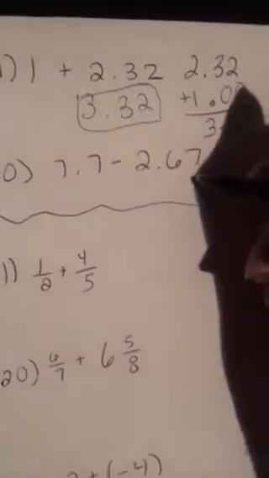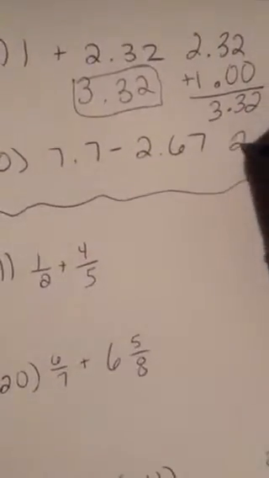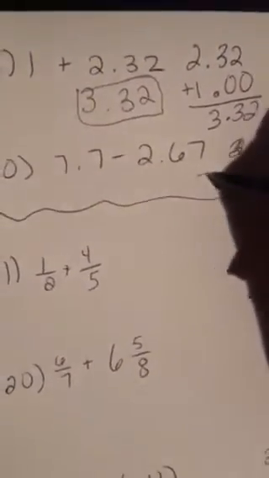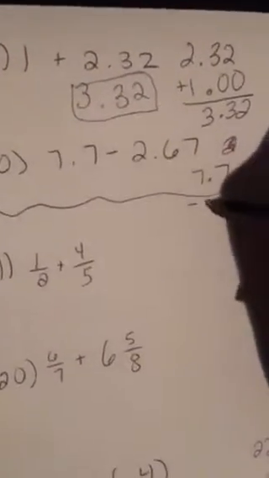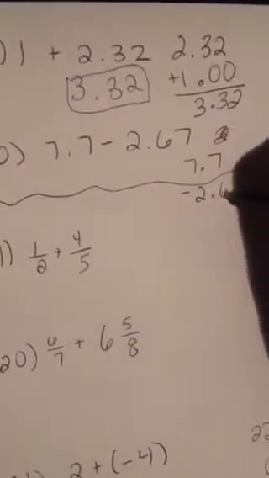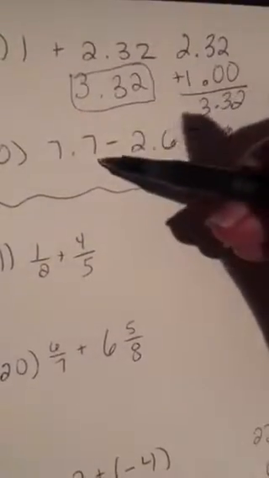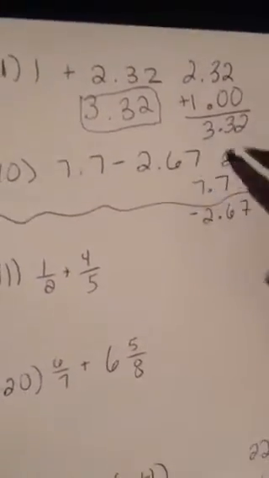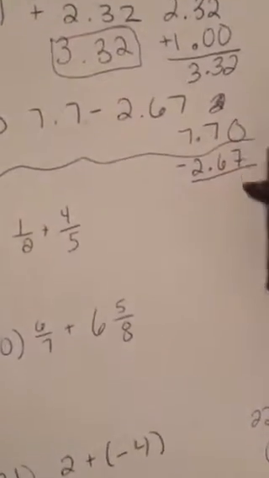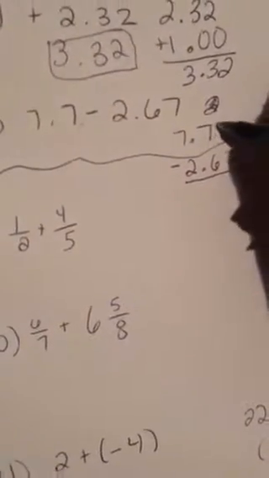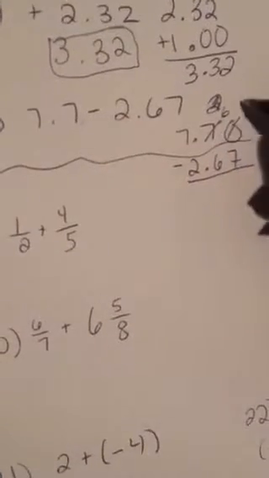For number 10 as well, it's subtraction, but we do it the same way. I'm going to write it vertically. Since it's 7 and 7/10 minus 2 and 6/10, I'm going to put the 7 and 7/10 on top. I'm going to add a 0 to the missing place value, and then I'm going to subtract like normal.